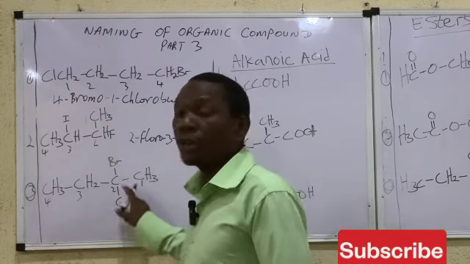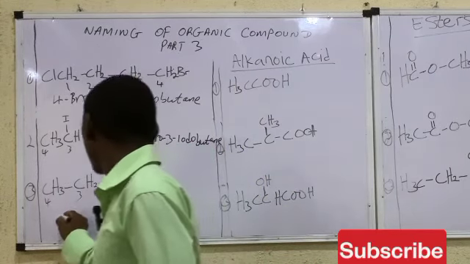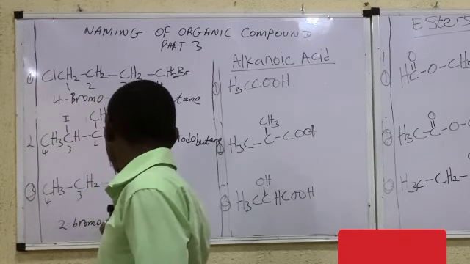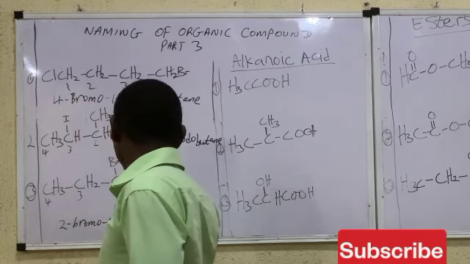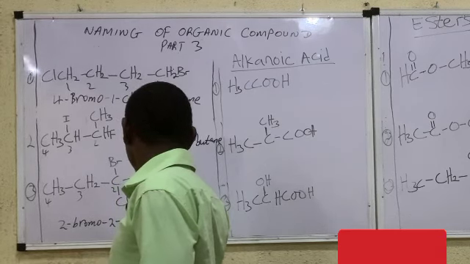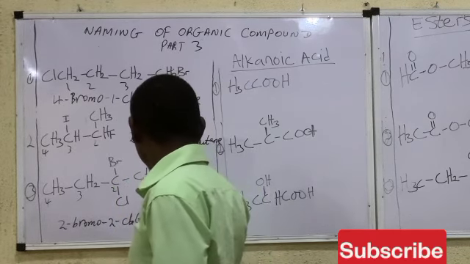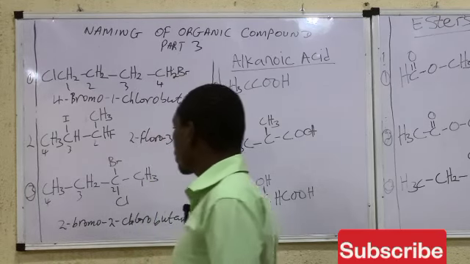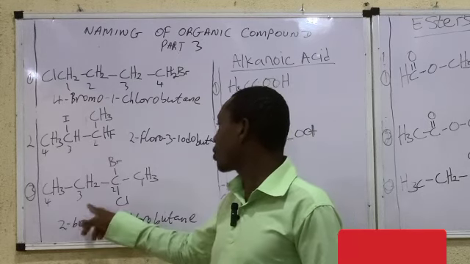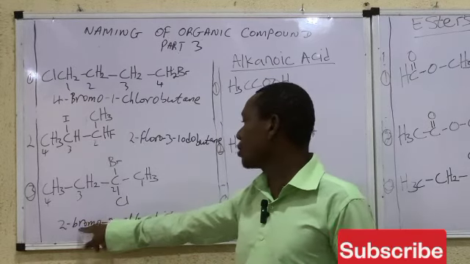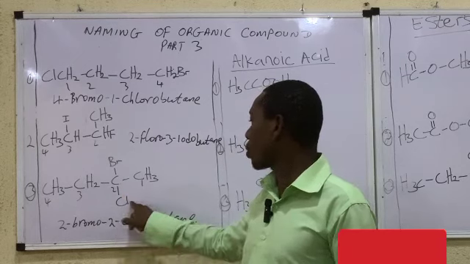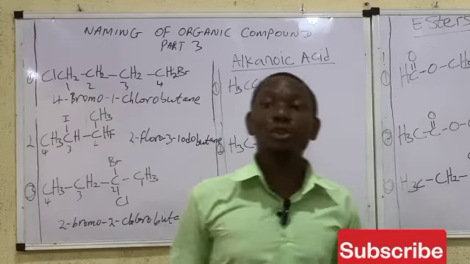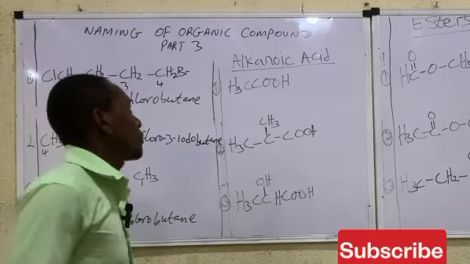Now, once we've done that, bromine, B comes before C. So I'll have to put 2-bromo, 2-chloro, butane. All right. We have 2 bromine on carbon 2, chlorine on carbon 2. The longest chain 1, 2, 3, 4 is actually butane. Right?